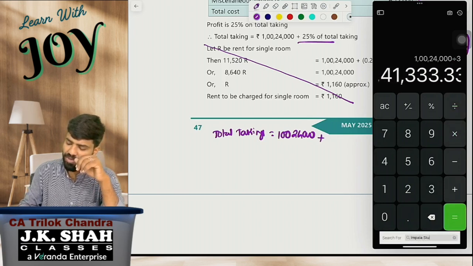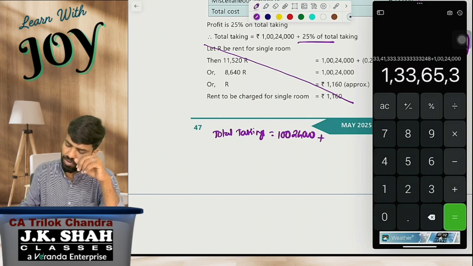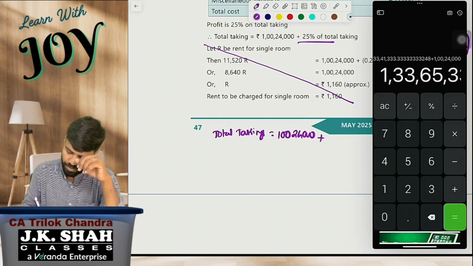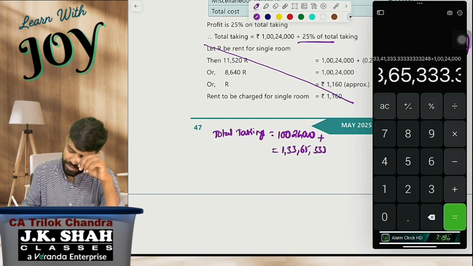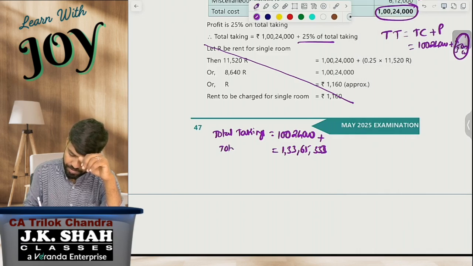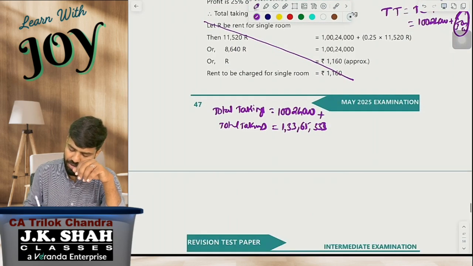33 lakh 41,333 plus 1 crore 24,000 equals, this is the total value. So total takings equal 1 crore 33 lakh 65,333. This is the total takings. Now, how to calculate total takings another way?